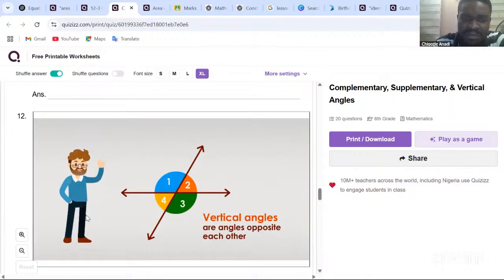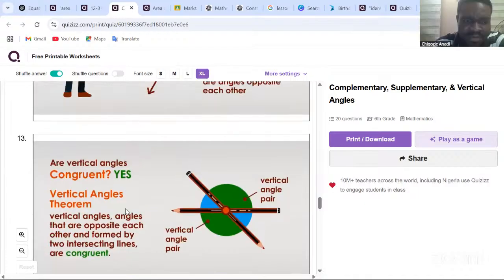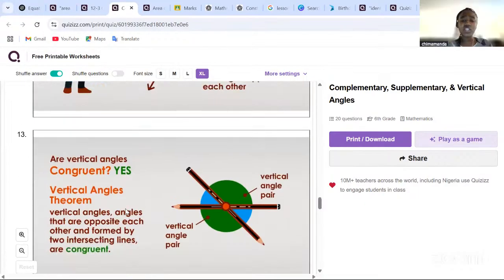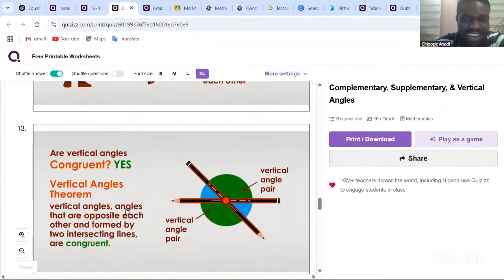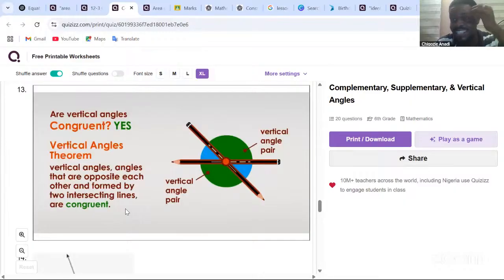Let me scroll down. Sir, you say vertical angles are always equal? Yes, always equal, which you're going to see in the next slide. It says here, are vertical angles congruent? Do you know the meaning of congruent? Congruent means equal. Are vertically opposite angles equal? Yes, they are absolutely equal. Look at the diagram again.